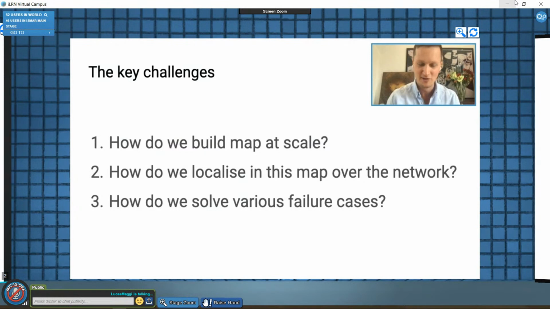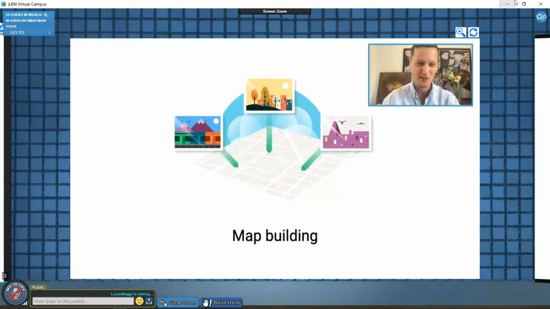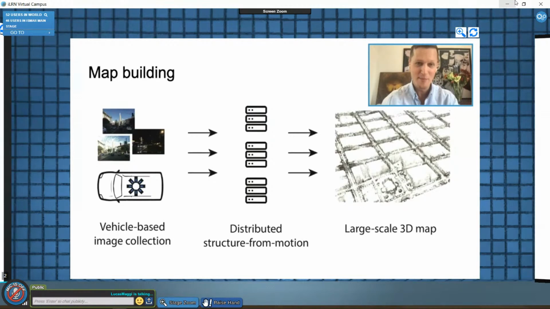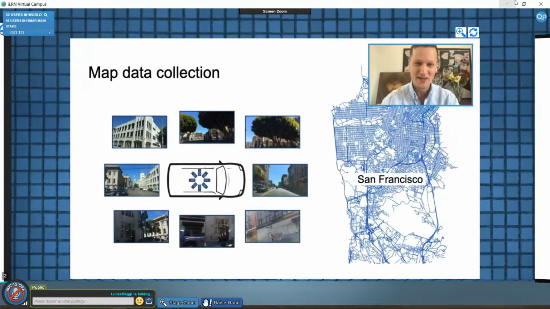Let's first talk about map building. This is done by first collecting data at scale using camera-equipped vehicles in the area, and then computing a large-scale structure from motion 3D map of the city using a cluster of computers. We collect data to build the 3D model of the city using vehicles equipped with cheap camera rigs. This can be done efficiently in a matter of a few days for an average city. And this process results in billions of images with GPS tags.